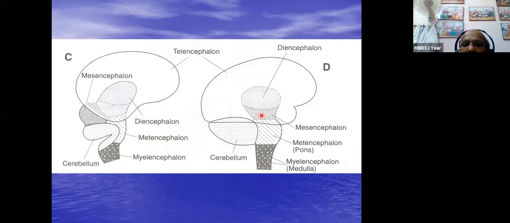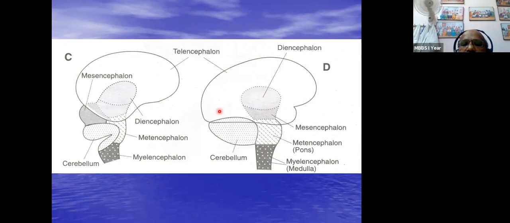So this one, your midbrain, is nothing but mesencephalon, then pons and medulla. So this is called as brain stem. So that is also important for your MCQ. So that's what we are getting as our final form of the brain.